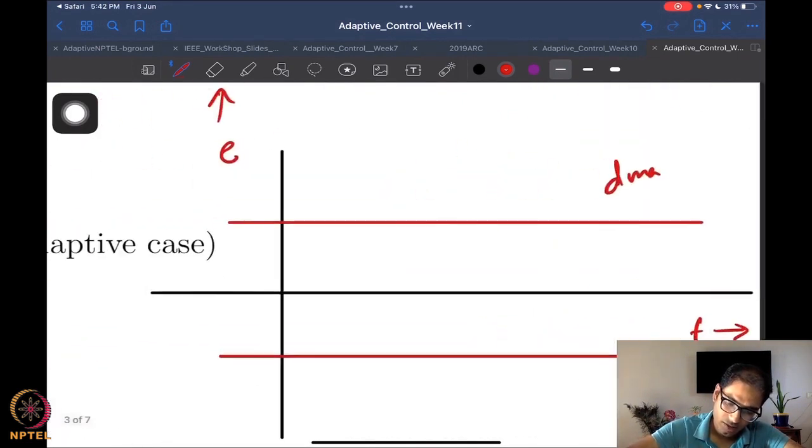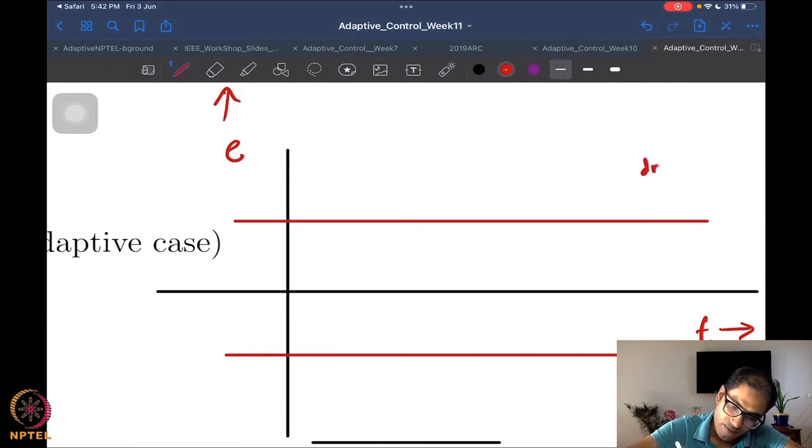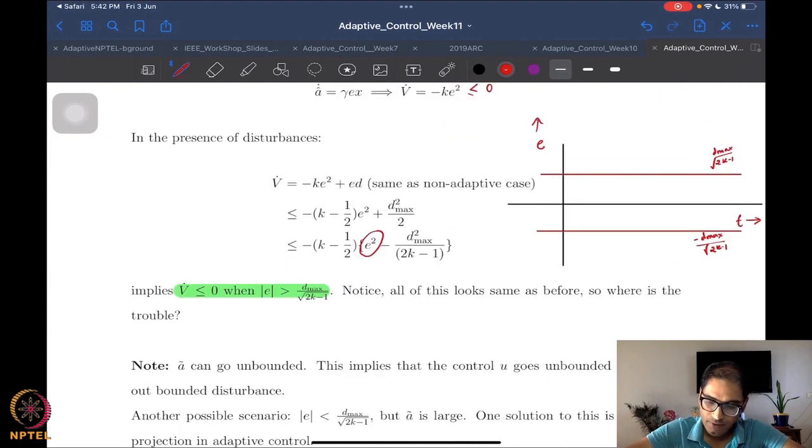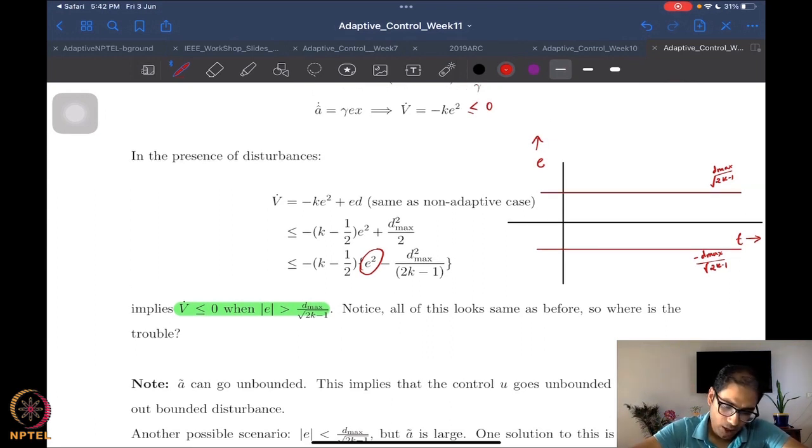Here also, this is d max. I'm going to make this bigger so I can write more easily. I have the same boundary, minus d max over 2k minus 1. Now what happens if I look at the E plot? Things seem okay, because when E is larger than this quantity, V dot is still negative. Therefore, V has to reduce. So if V reduces, eventually E also has to reduce.